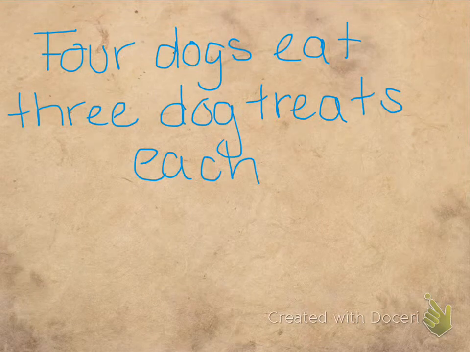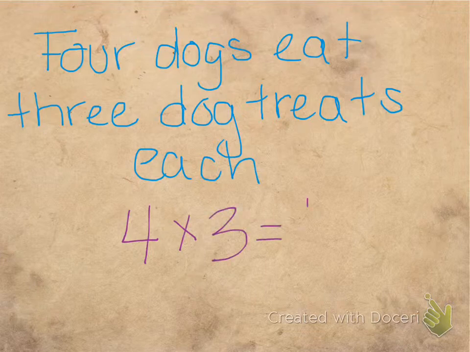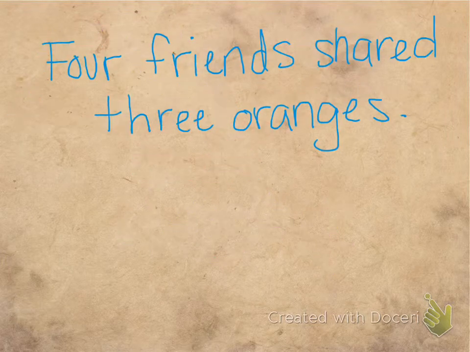C says 4 dogs eat 3 dog treats each. So we have 4 dogs, and they have 3 each, so times 3, which would be 12 treats. So C does not work.